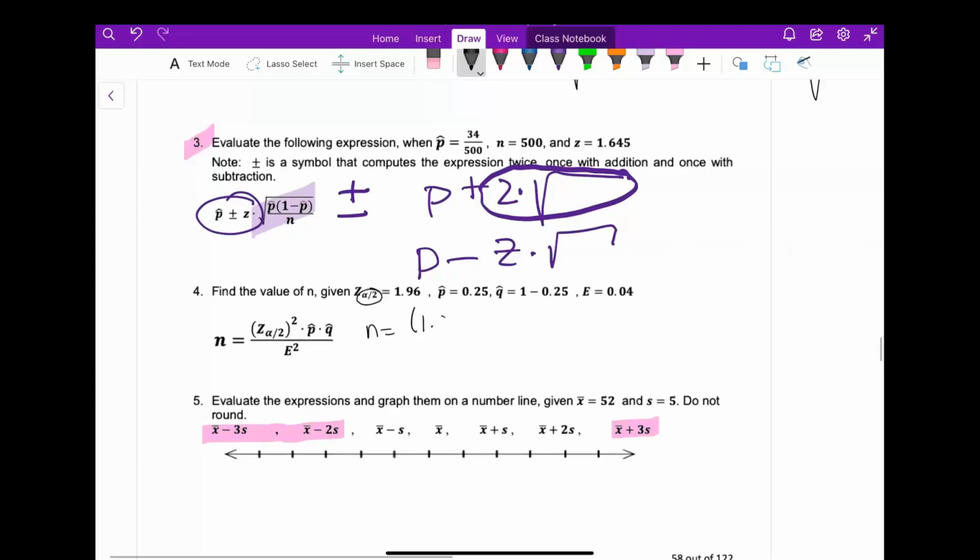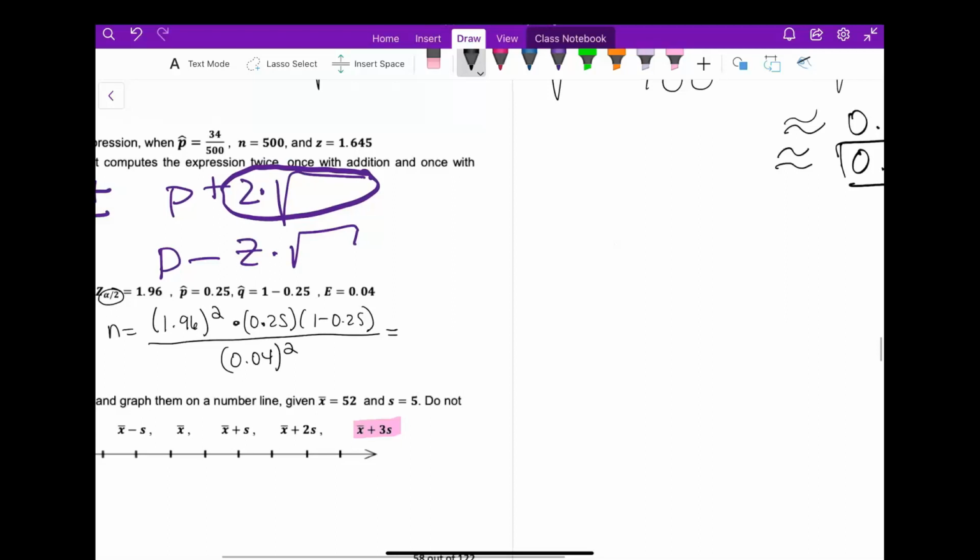So we have 1.96 squared times 0.25, which is the p hat. And then we have q hat, which is 1 minus 0.25, all divided by e squared. I'm going to go through and simplify all the things that I can by hand before I start using a calculator. I can't simplify this, so I can't do that yet. I can't simplify this. In other words, there's nothing to simplify. But I can simplify 1 minus 25 hundredths, which is 75 hundredths. Very easy. And I don't think I can do this in my head, so I'm going to leave it.